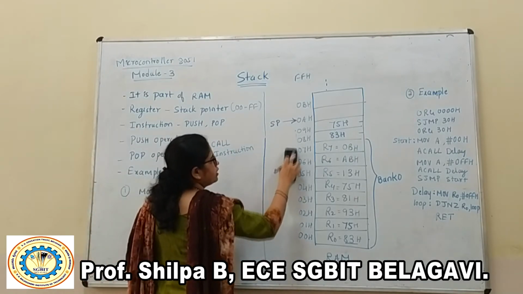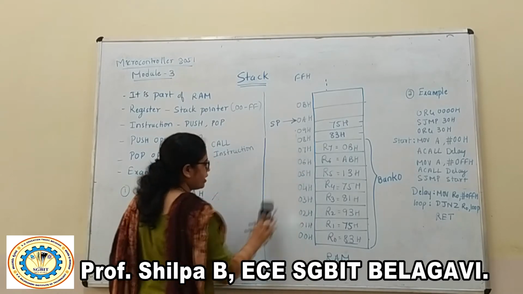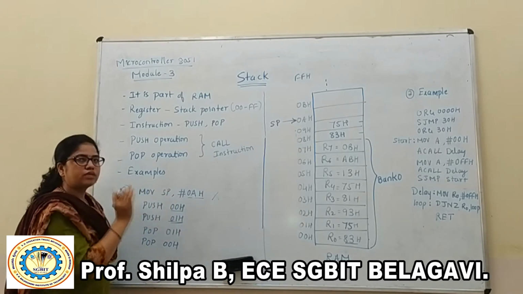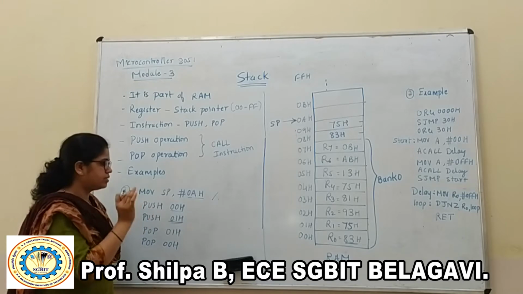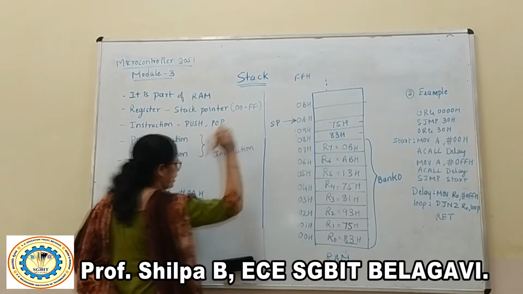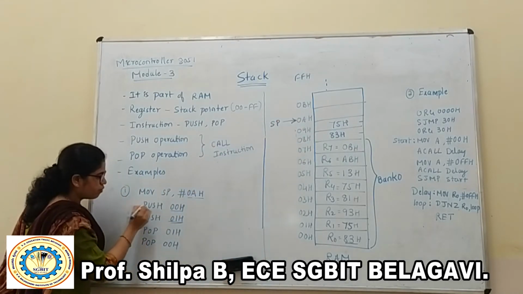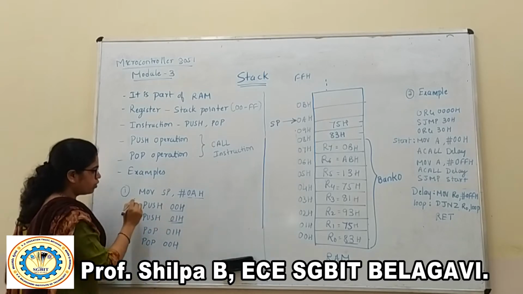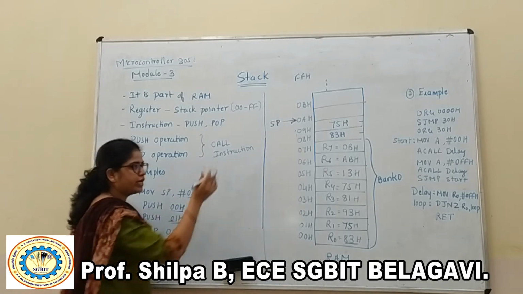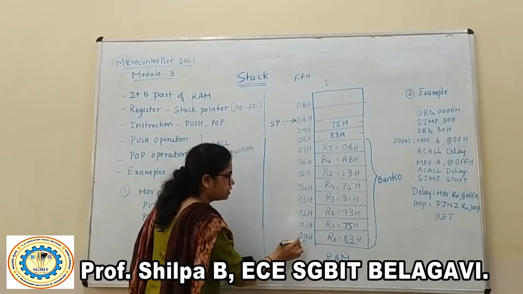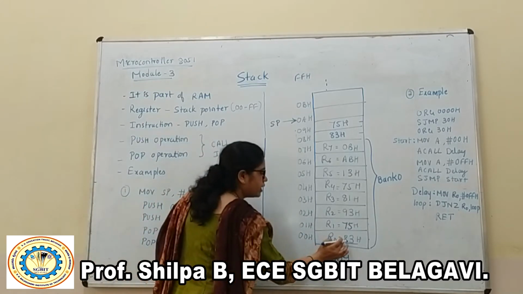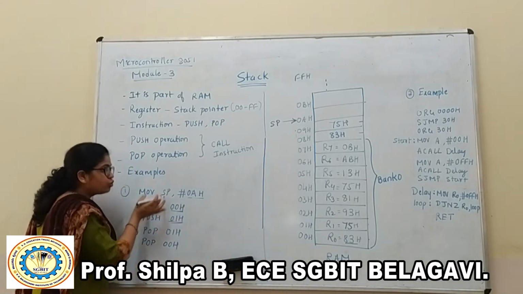This is the default value of the stack pointer, and from the program I can change the start of the stack. If I change this to 0A, the stack pointer is pointing at 0AH. Then, with the first instruction, PUSH 00H, it takes the data from 00H. Where is 00H in your internal RAM? Here it is, and 00H has 83H as the data. This particular data I am going to take and push to the stack.